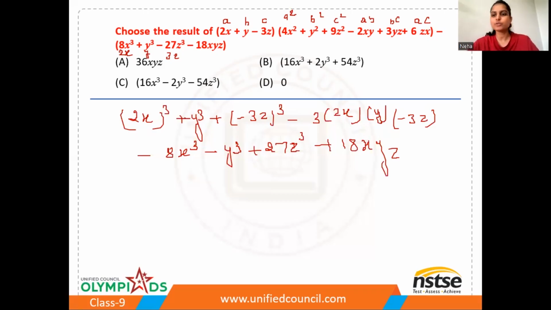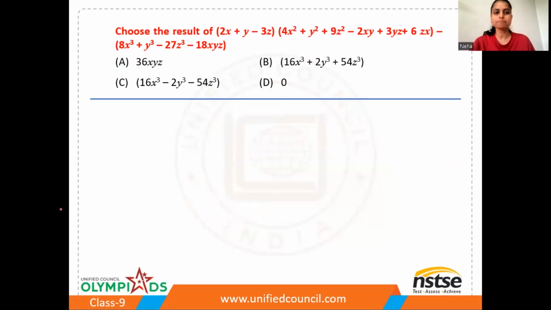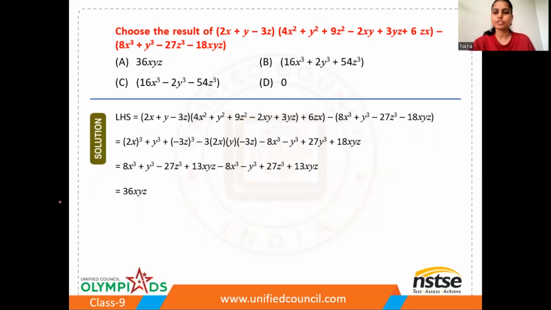So now, students, what I can do here, as you can see that this is nothing but 36xyz, right? If I open the formula, all values will get cancelled out. Only xyz will remain. So 18xyz and 18xyz is nothing but equal to 36xyz. That means yes, option A is your right answer. Perfect, students. Now let me present the detailed explanation for this given question.